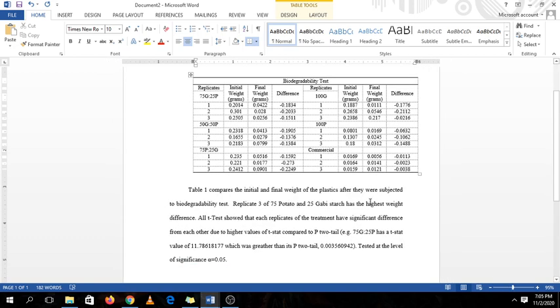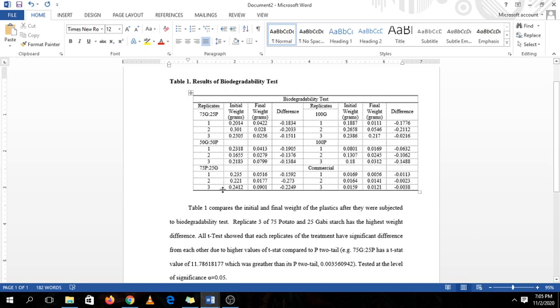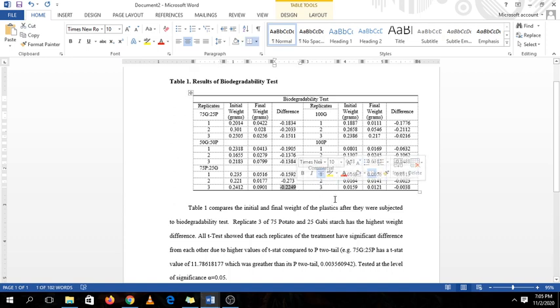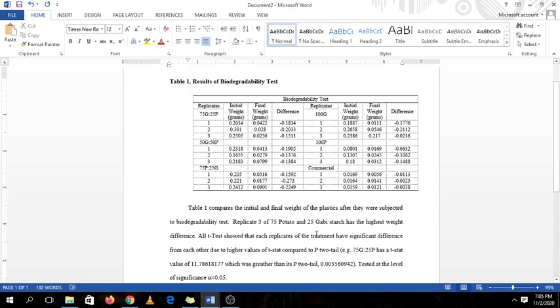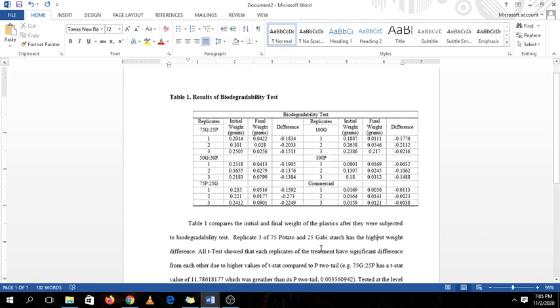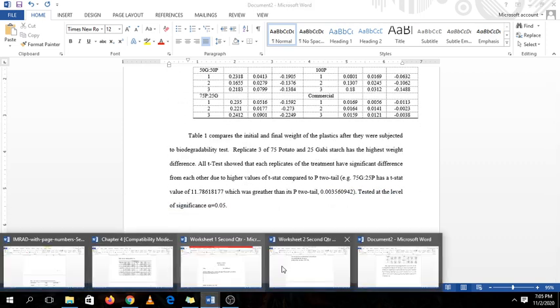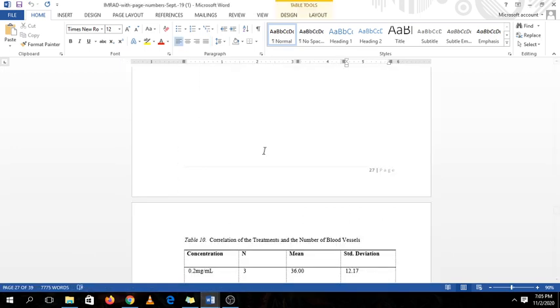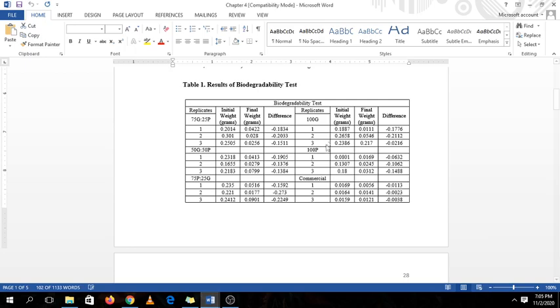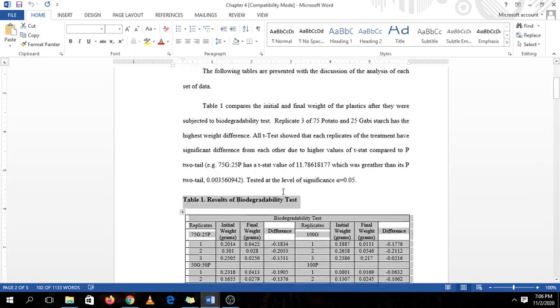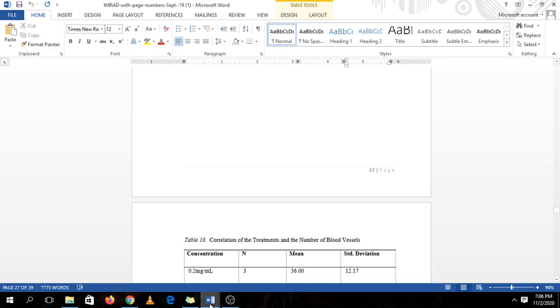So again, we discussed the extremes, ang may pinaka-highest or lowest nga data. So for example, replicate 3 of 75 potato and gabi starch has the highest weight difference, negative 0.2249. Okay? Siya ang pinaka-highest, so biskan ano kadamo ang mga data, ang may pinaka-highest lang or lowest ang aton nga i-state. Okay? Amu na siya mag-discuss sang aton nga table. And I hope that you are following this one. Okay? So, same sa iban nga table.